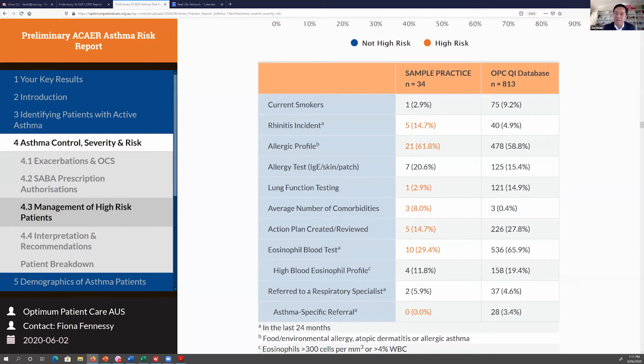One of the good things that I found from the OPC approach is that the automated data reports actually highlighted some of the steps to look at.